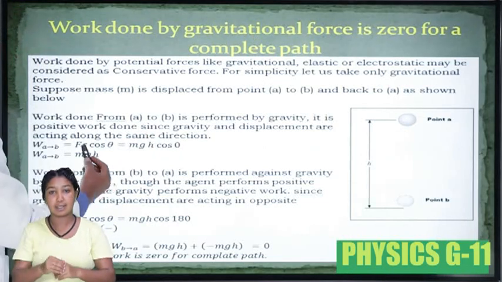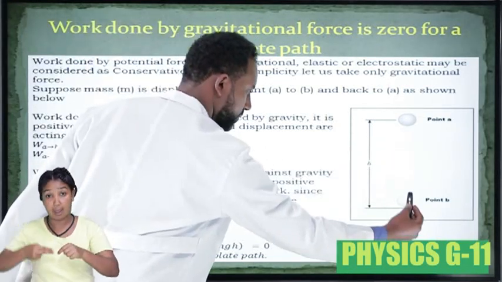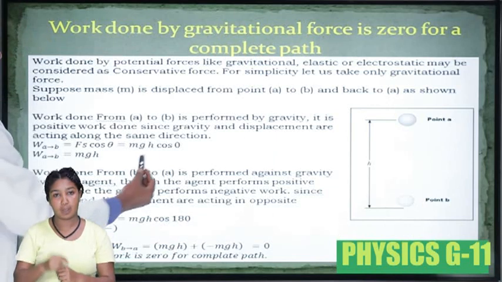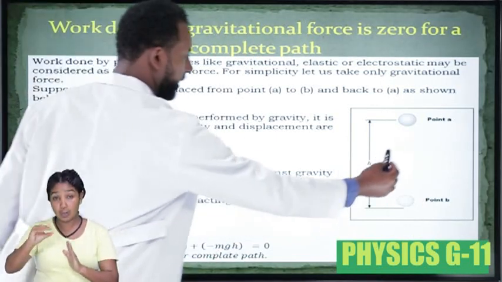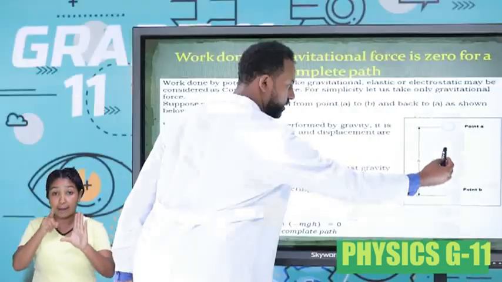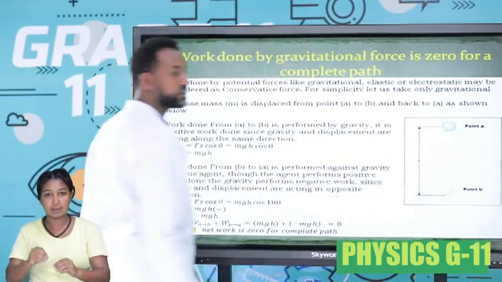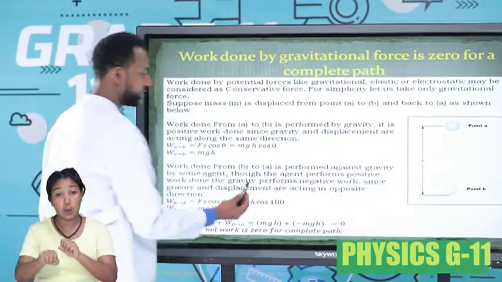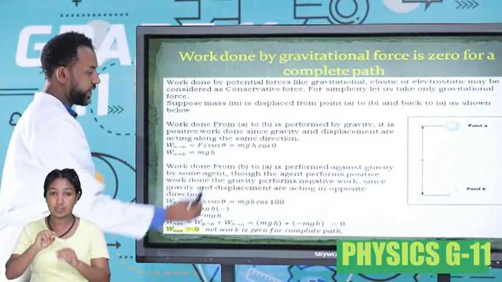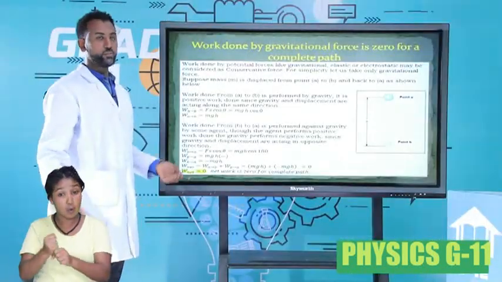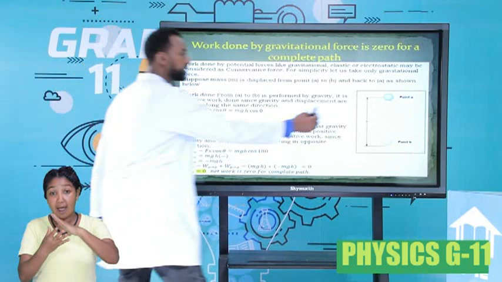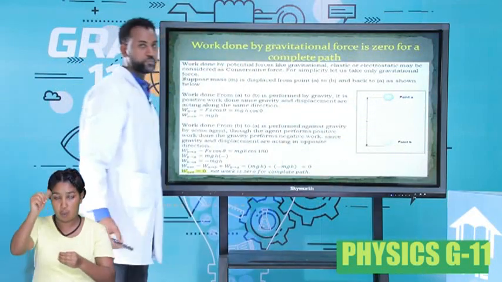And the displacement S is the height from this to this. We can take it as h, cosine of theta, where theta is the angle between the force, which is mg, and the displacement S. Therefore, it is cos 0. Therefore, mgh is the work done by gravity as the object moves from A to B.